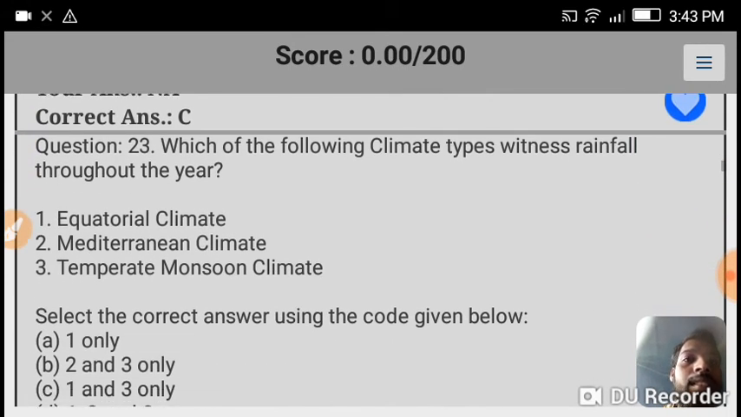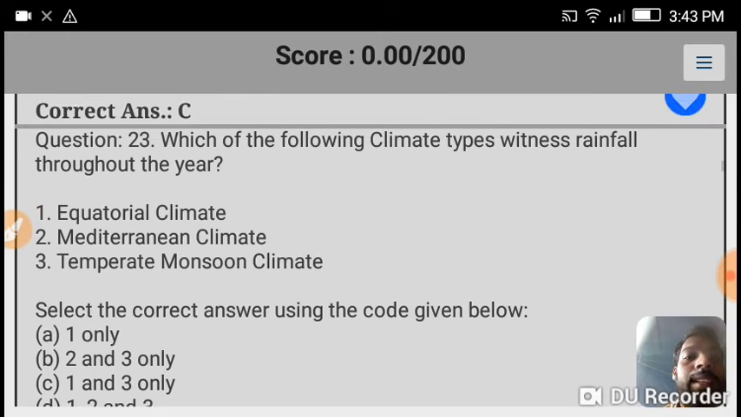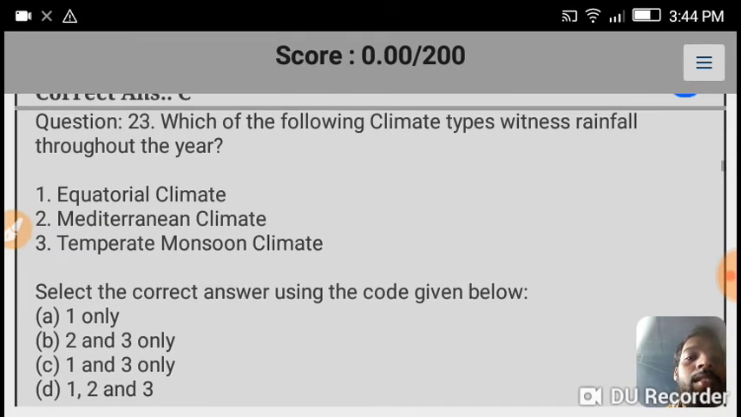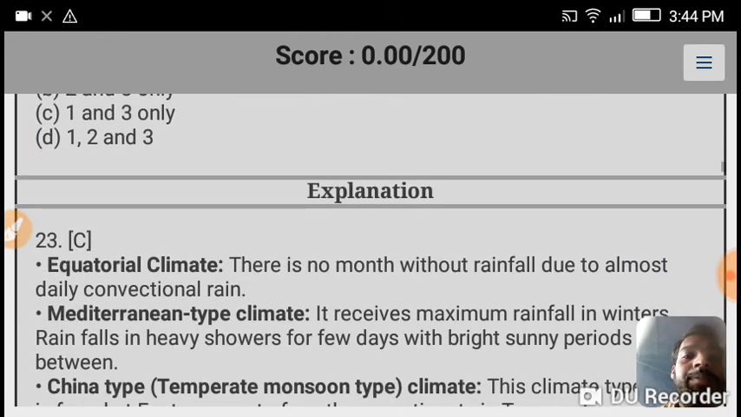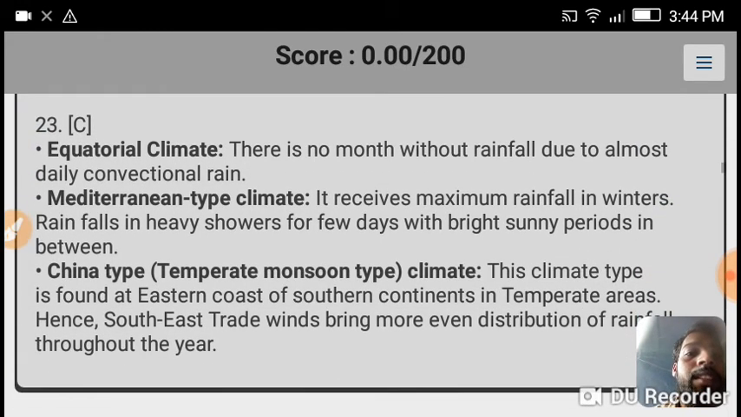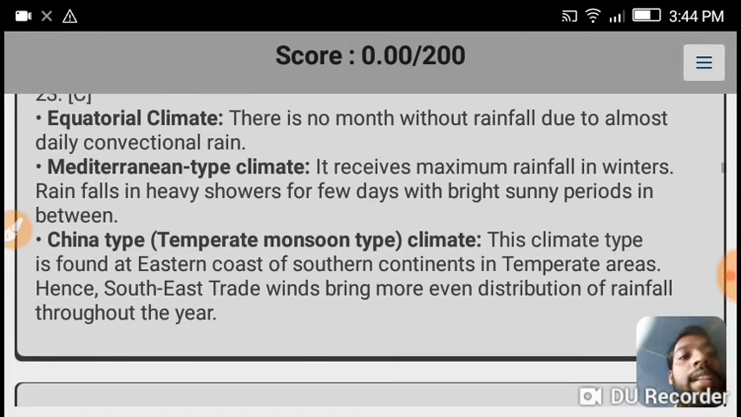Next, which of the following climate types witness rainfall throughout the year? So it is mainly 1 and 3: equatorial climate witnesses rainfall throughout the year, and temperate monsoon climate too. But the Mediterranean climate does not. 1 and 3 are correct. In the equatorial climate, there is no month without rainfall due to almost daily convectional rain.